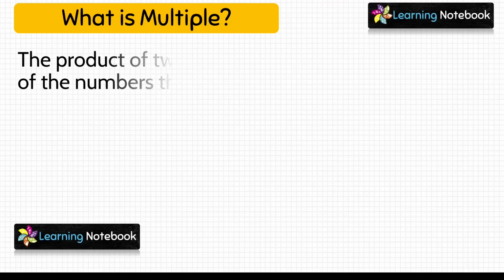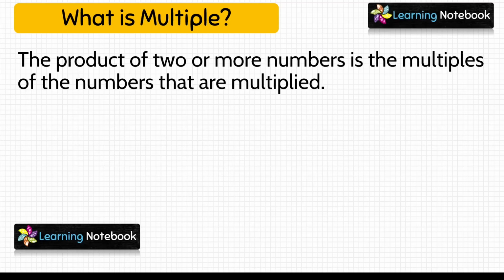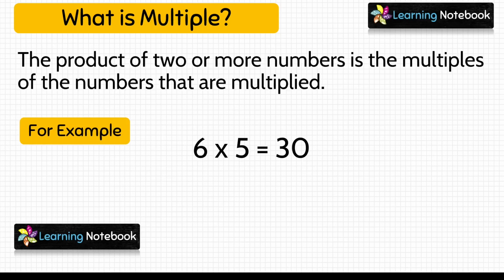The product of two or more numbers is the multiple of the numbers that are being multiplied. Let's understand it with the help of an example. 6 multiplied by 5 equals 30. So here the product 30 is the multiple of 6 and it is also the multiple of 5.